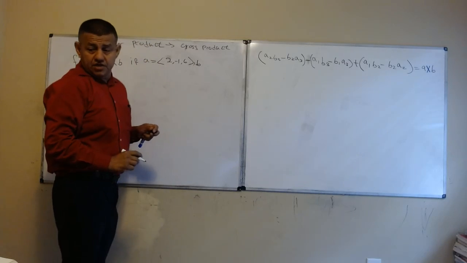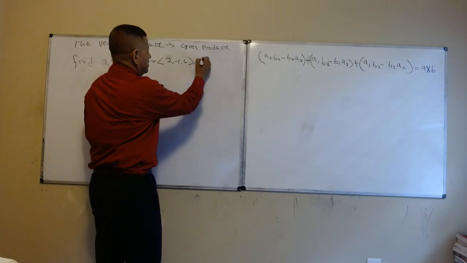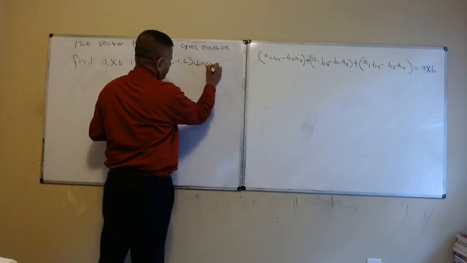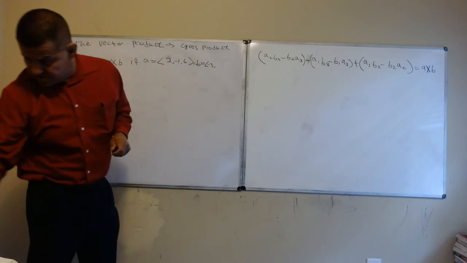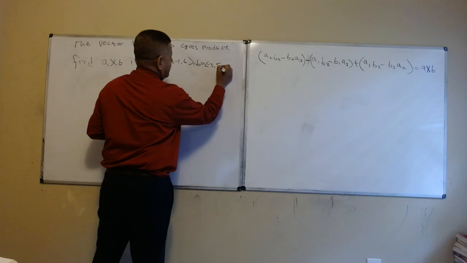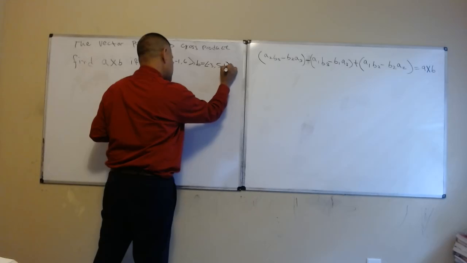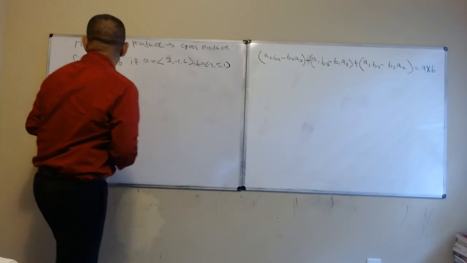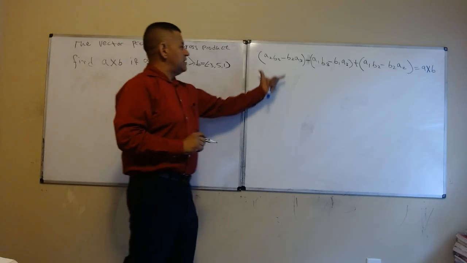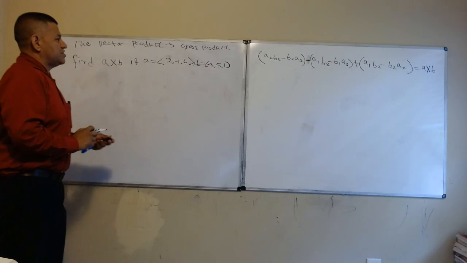And B is the following. So B is minus 3, comma, 5, comma 1, right? Okay, so now we have that. Now let's say that we want to apply this formula, right?